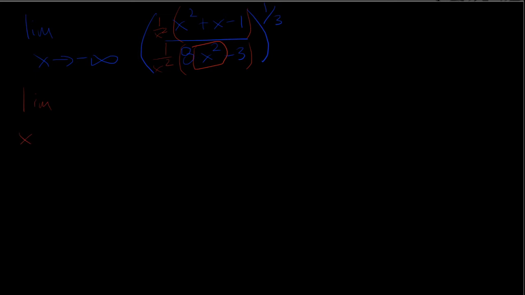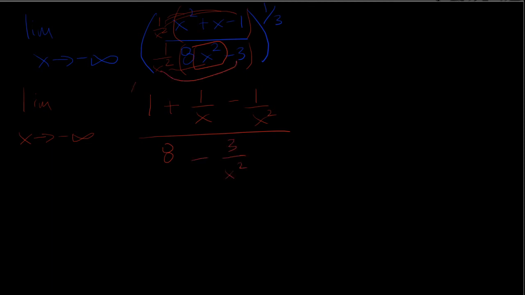So I have the limit as x approaches negative infinity. 1 over x squared times x squared: the x squareds will cancel, so I'll be left with 1. And then we'll have 1 over x squared times x is 1 over x, and then that'll just be negative 1 over x squared, over 1 over x squared times 8x squared will just be 8, since the x squareds will cancel. And we'll have negative 3 over x squared, and then all that cube root.